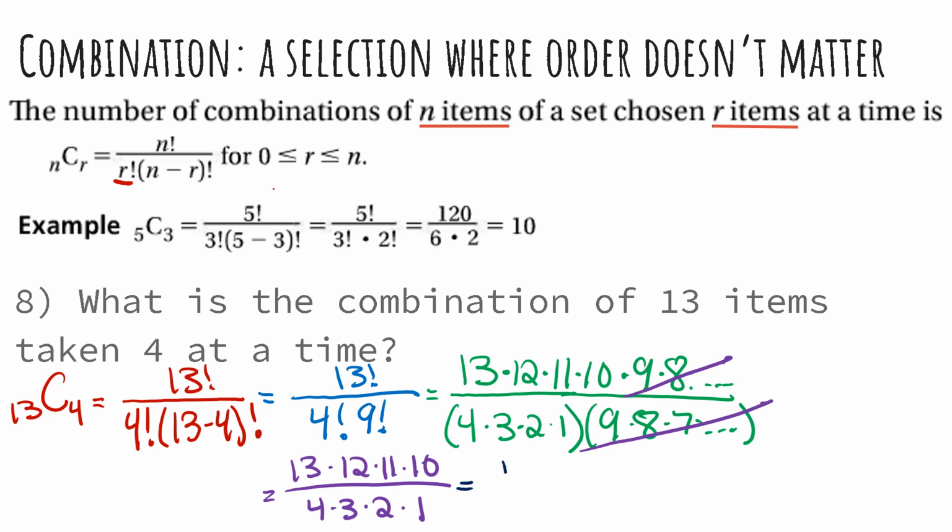Which should give you 17,160 divided by 24. Sorry, 24. My bad. Which is 715.